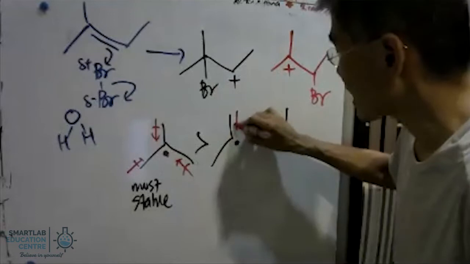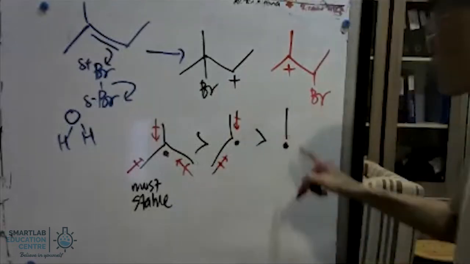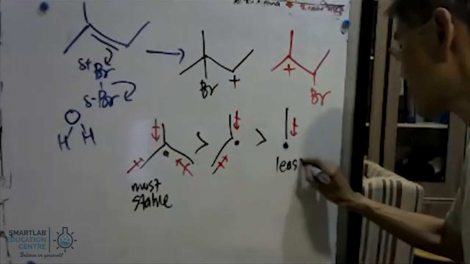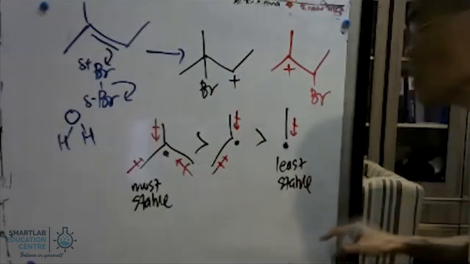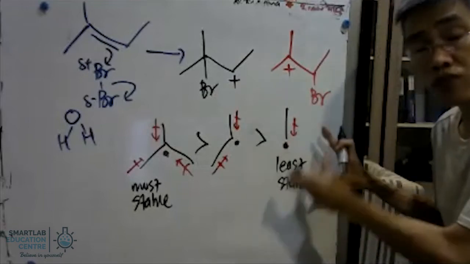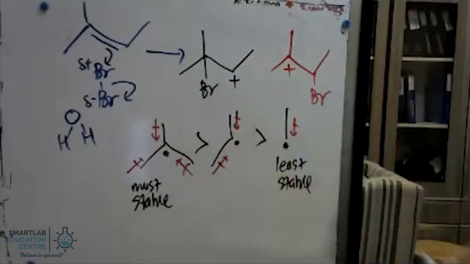For this case, you actually only have two electron releasing groups. For this one, you only have one. So this is the least stable. If you are the least stable, that means you will only have very little of that formed. This one, you will have a lot more. So that's the understanding.